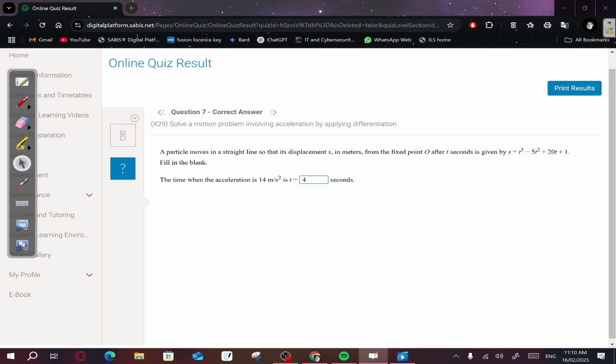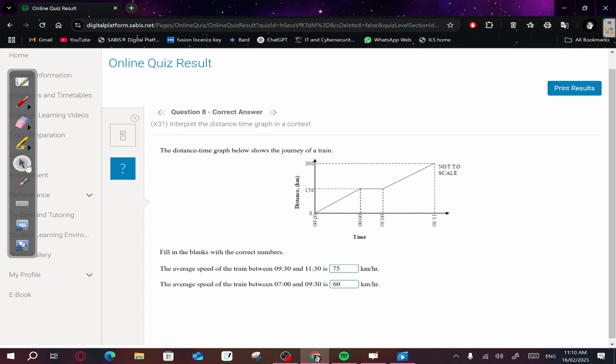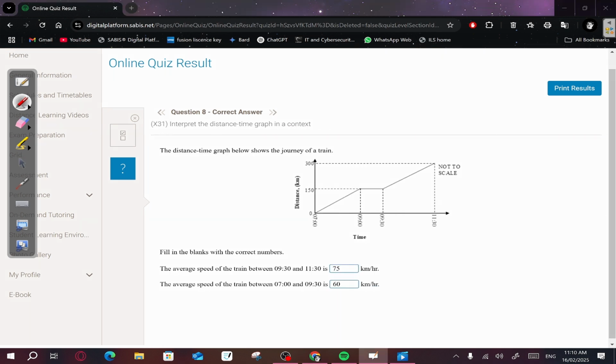Okay. Question 8, sorry. The average speed of the train between 9:30 and 11:30 is blank kilometers an hour. So average speed is equal to distance over time. Let me straight away plug it in. So 9.5 and 11.5, 11.5 minus 9.5. Okay, now look at the graph.